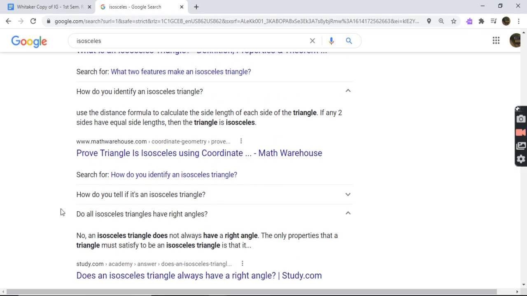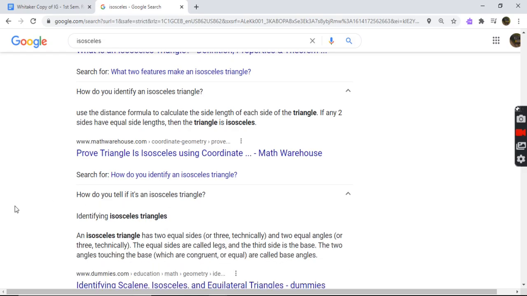Alright, people have been asking about this for a long time: how do you tell if it's an isosceles triangle? Let me tell you. An isosceles triangle has two equal sides, and technically two equal angles. The equal sides are called legs, and the third side is the base. The two angles touching the base, which are congruent, or equal, and adjacent to each other, are called base angles.